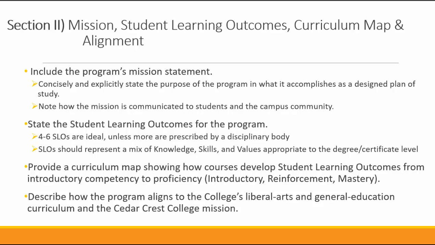And student learning outcomes should represent a mix of outcomes, knowledge, skills, and values that are appropriate to the degree level. So what students should know, what we want them to be able to do, and the habits of mind or behaviors and values that should come from them. So ethics, for instance, or professional behaviors would be certainly important student learning outcomes.